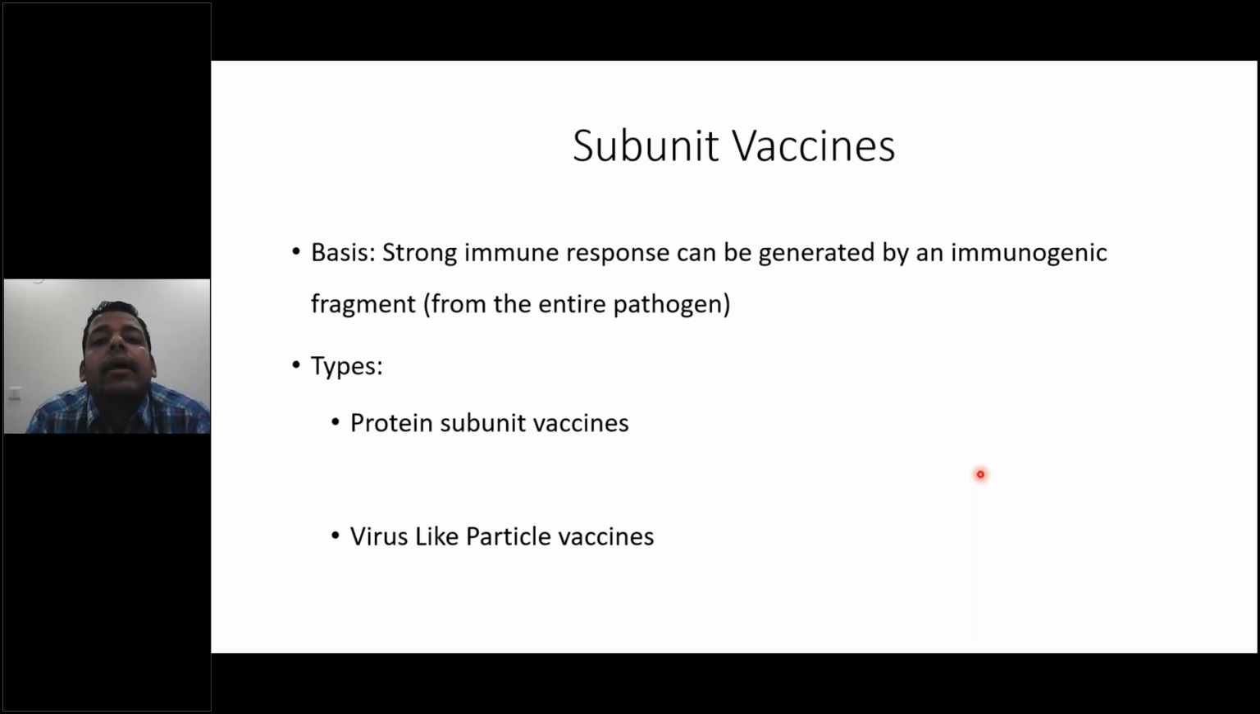Next, we come to the subunit vaccines. Here, only a part of the virus is used. Which part? The part which generates a strong immune response. That immunogenic fragment is identified from the virus, and only that part is used as a vaccine. So these can be protein subunit vaccines and virus-like particle vaccines.